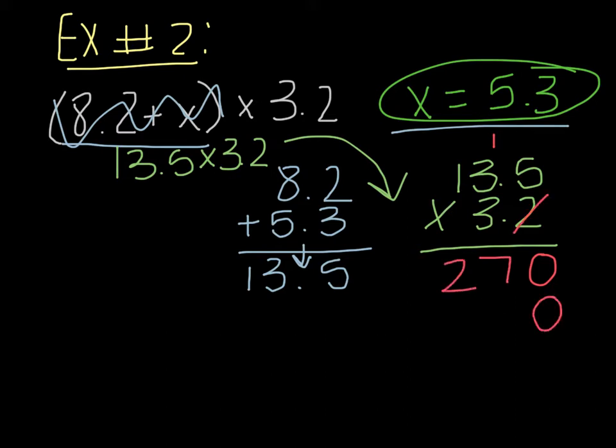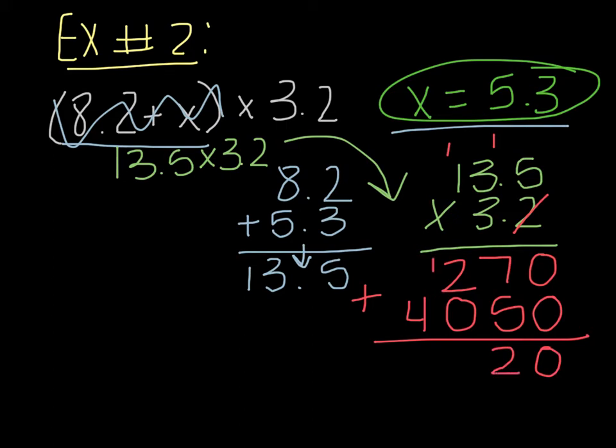Put 0 there as my placeholder. 3 times 5 is 15. I already have my 1 up there. 3 times 3 is 9, plus 1 is 10. 3 times 1 is 3, plus 1 is 4. Add that up. And then now I have to put in my decimal.